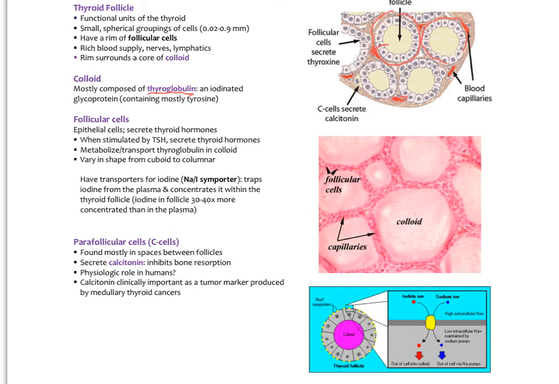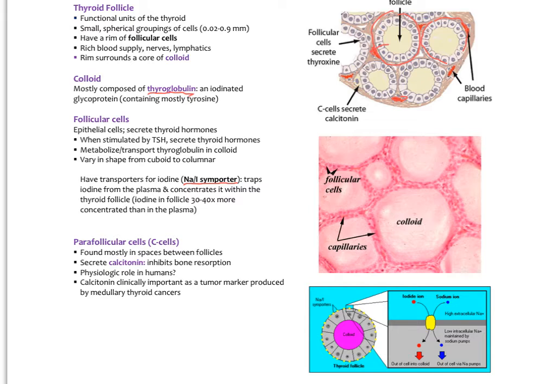The shape of the follicular cells varies from cuboidal to columnar. Typically they're more cuboidal, and they have all sorts of special transporters, and one in particular is the sodium iodine symporter. And this essentially traps iodine from the plasma. It's going to concentrate it within the thyroid follicle. So that's why thyroid really concentrates iodine.